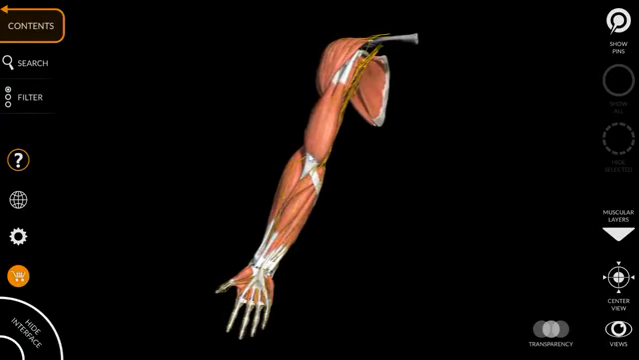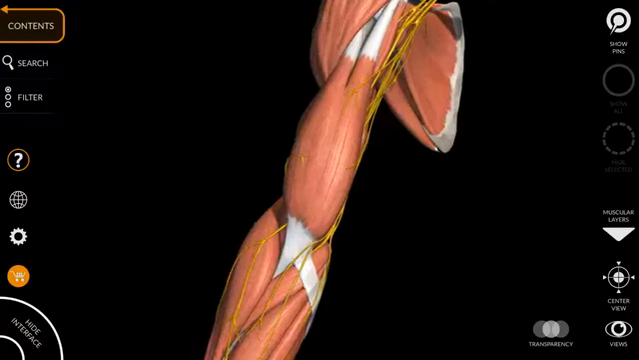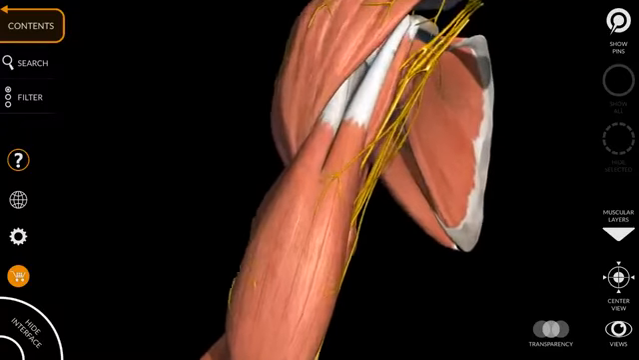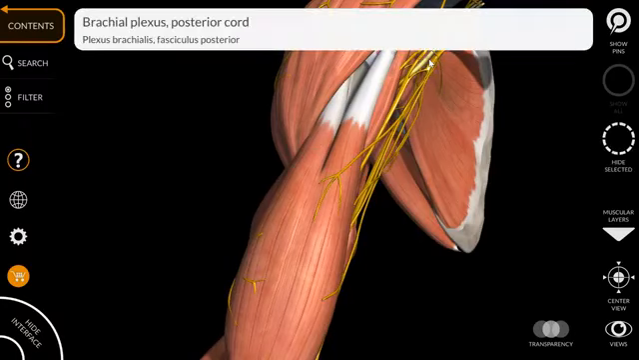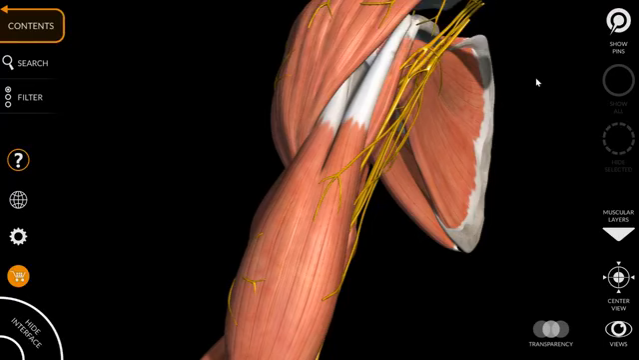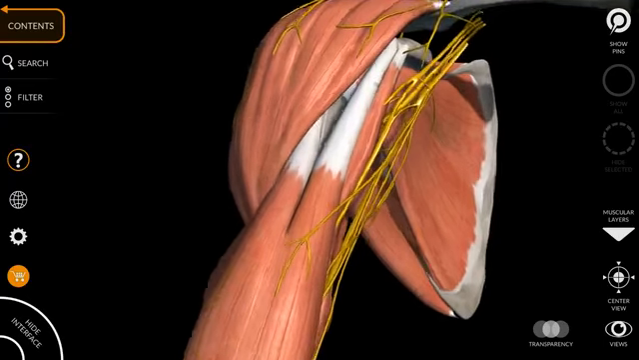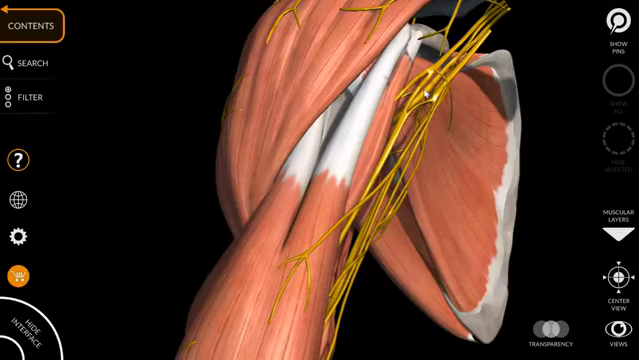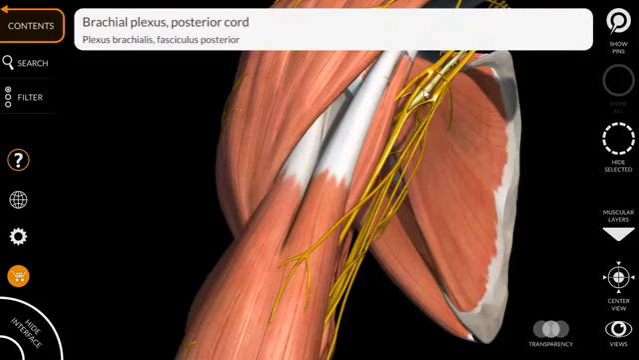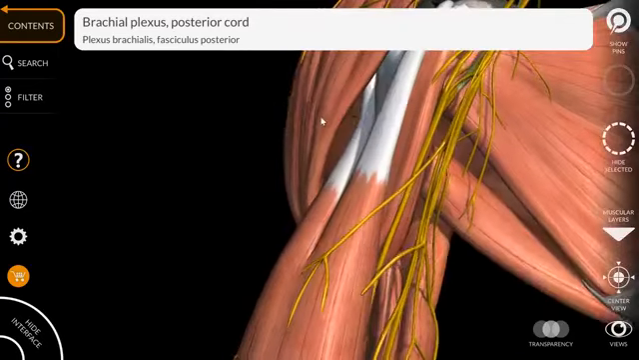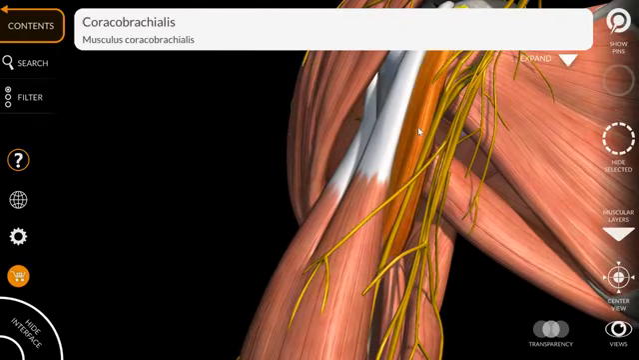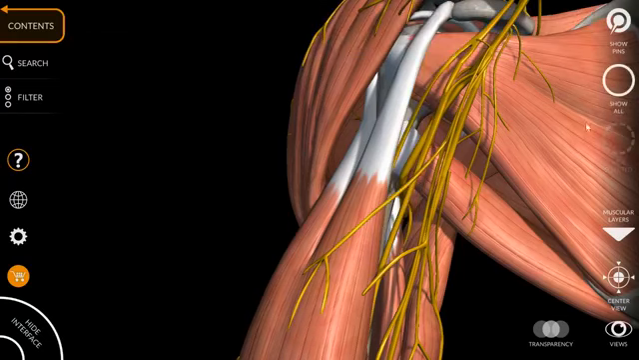Radial nerve. Okay, as you know that radial nerve arises from the brachial plexus and it is the direct continuation of the posterior cord of the brachial plexus. Okay, you can see here this is the brachial plexus and radial nerve is the direct continuation of the posterior cord of the brachial plexus. You can see here that it passes from the, I'm going to remove this muscle so that you can see it.